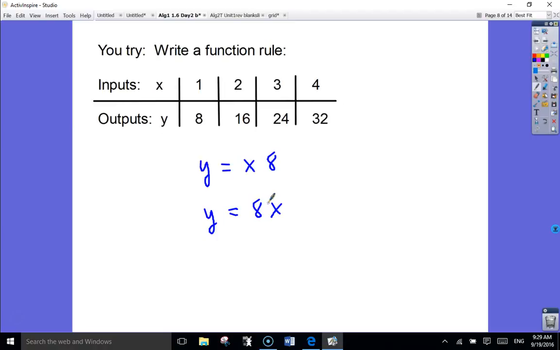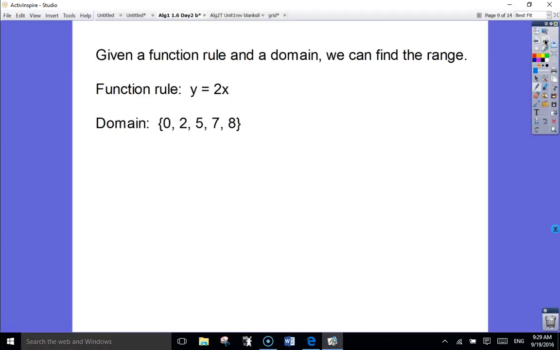Okay. What if I plug in x equals 5? What's the output? 40, right? So the value of the output depended on the value of the input. So given a function rule and a domain, we can find the range. For example, if we have a function rule which is y equals 2 times x, and the domain is this set of 5 points, then how can we find the range?